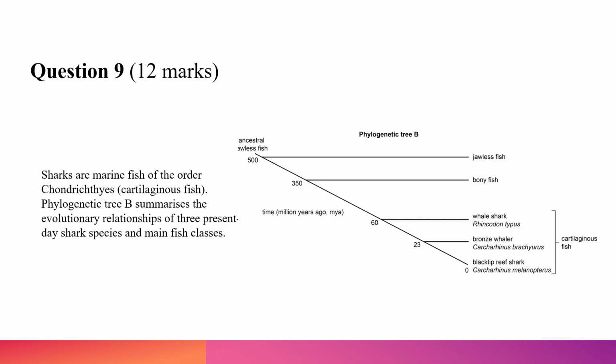Sharks are marine fish of the order Chondrichthyes, cartilaginous fish. Phylogenetic tree B summarizes the evolutionary relationships of 3 present-day shark species and the main fish classes.